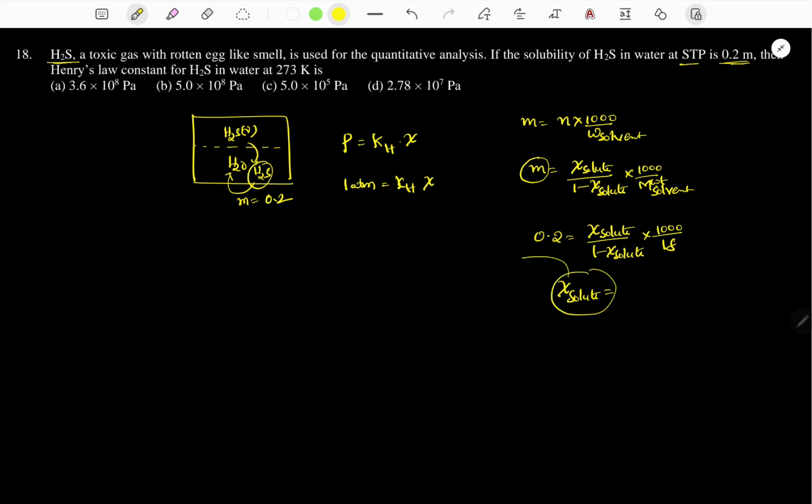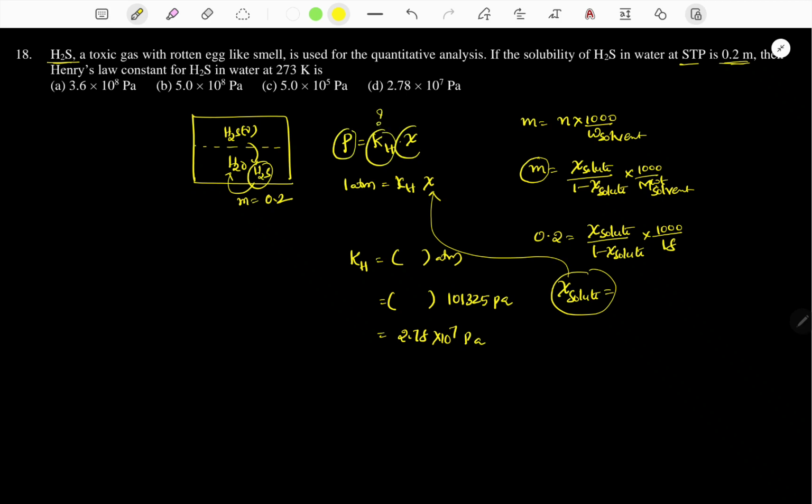By substituting the mole fraction of solute here, we can calculate the KH value in terms of atm. We know that 1 atm is equal to 101,325 pascals. Therefore the corresponding KH value is 2.78 into 10 power 7 pascals. So the question is simple: pressure is given, STP condition, and we need to find the KH value. Mole fraction is not known, but molality is given. So from molality we find the mole fraction, and substituting the mole fraction and pressure gives the KH value. If we substitute pressure in atm, the answer comes in atm; if we substitute in pascals, the answer comes in pascals.